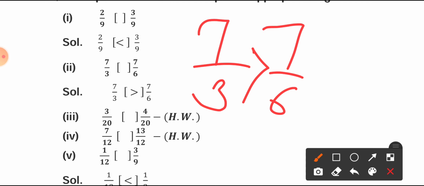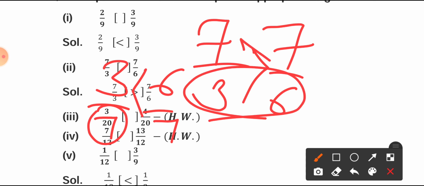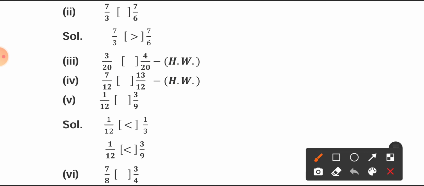But if instead of that, it is given as 3 by 7 and 6 by 7, then directly you can write 6 by 7 is greater. But if numerators are equal and denominators are different, then it will be opposite. It means the fraction which is smaller in denominator will always be greater than the next one. Based on this, you have to solve question number 3rd and 4th also.